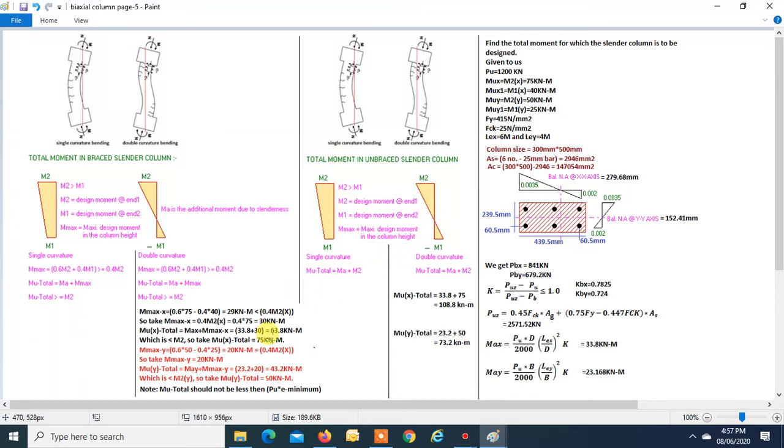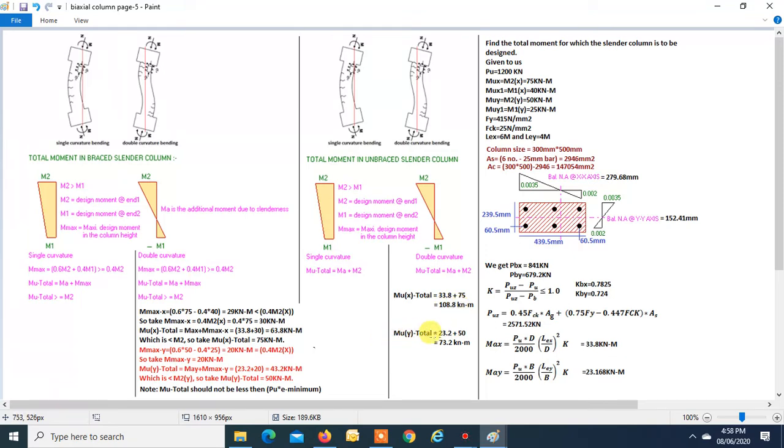We have already designed for the same value, and we got the ratio 0.51, which is less than 1, so it was safe, right? Now, if it were an unbraced slender column, then MU total is equal to the additional moment plus the larger moment. Simple, okay? In both the cases. So MX total is 33.8, MA is the additional moment, plus the larger moment, that is 75. So it turns out to be 108.8 kilonewton meter. This is the design moment that you will take about the major axis.